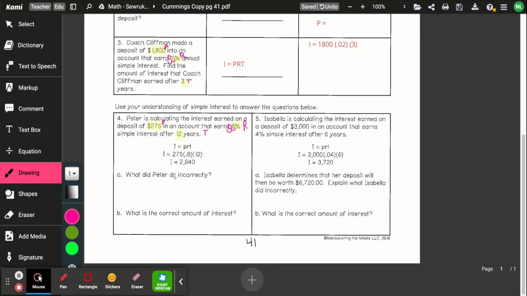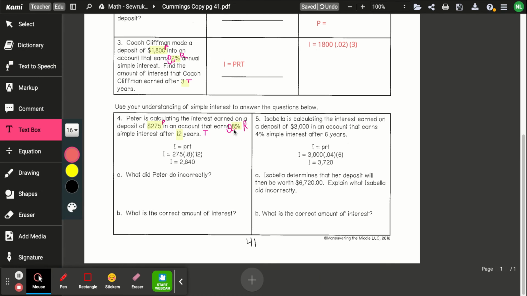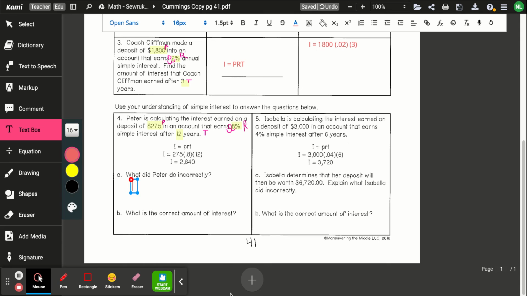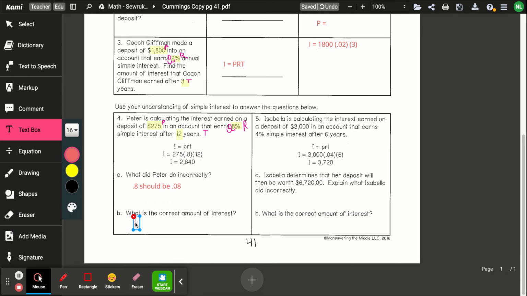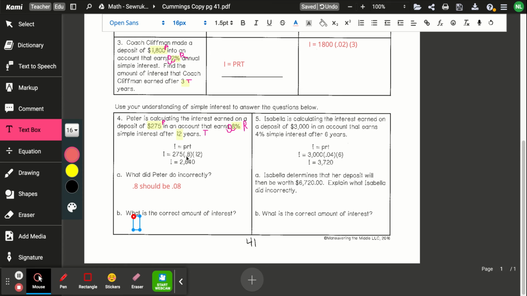If we're looking at what he did down here, it says, what did Peter do incorrectly? That's actually pretty easy, because we already know that as a rate, this should be not 0.8, but 0.08. So we should write 0.8 should be 0.08. Now you need to change that for this part. You need to actually change that out, make that 0.08, and put it in your calculator. And I should equal, what should it equal when you do it in your calculator?